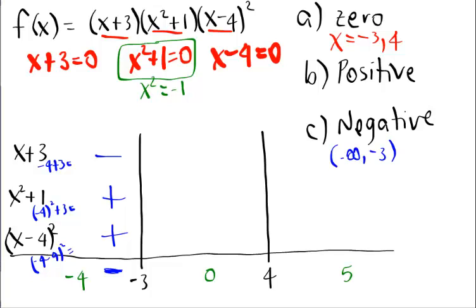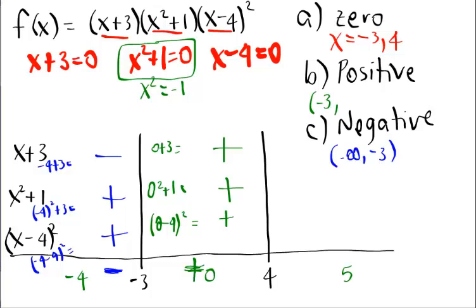Now check 0. So 0 plus 3. Again, I'm not concerned with what the exact answer is, but that is a positive answer. 0 squared plus 1. What is that? That's also positive. And 0 minus 4 squared, that is also positive. So we've got a positive number times a positive number times a positive number, and that is positive. So where are we positive? From negative 3 to 4.